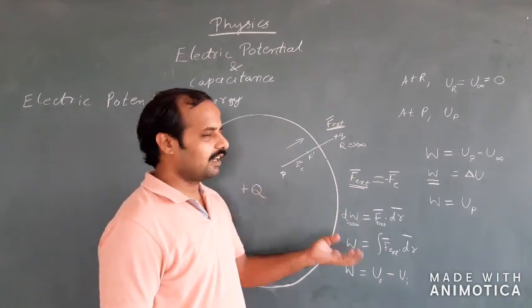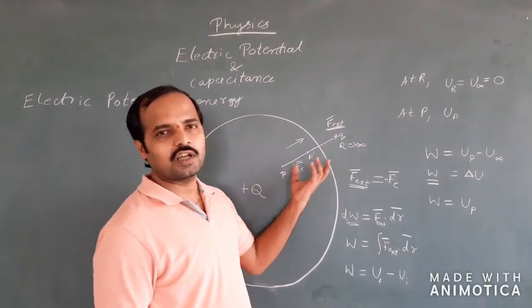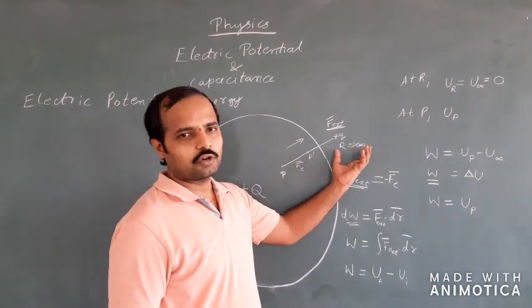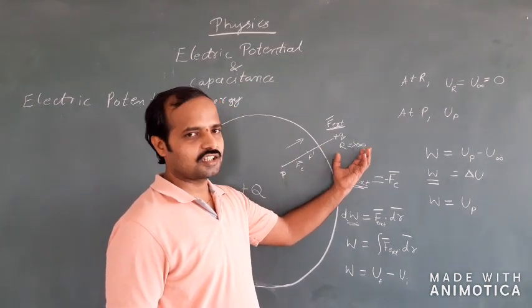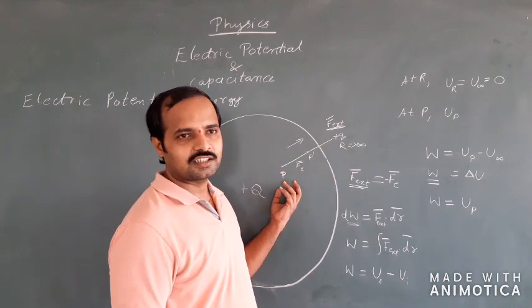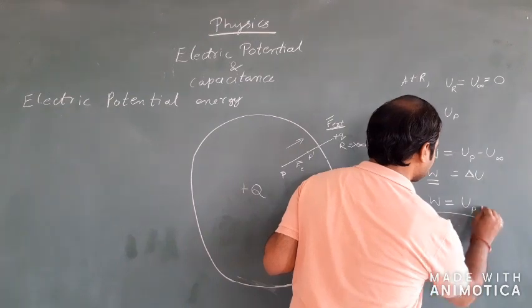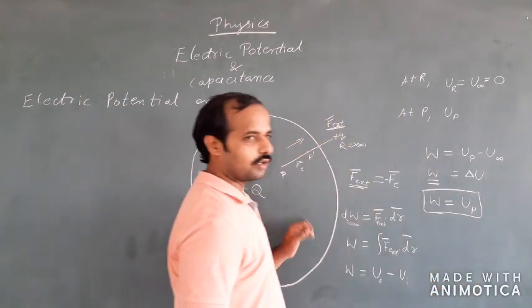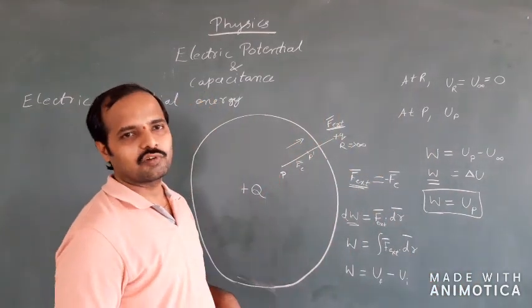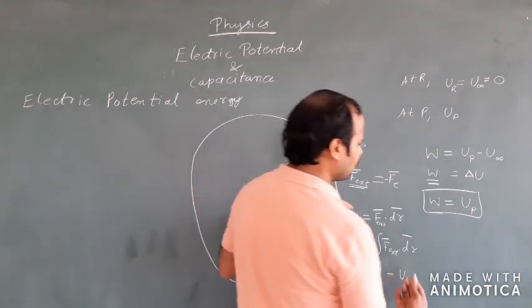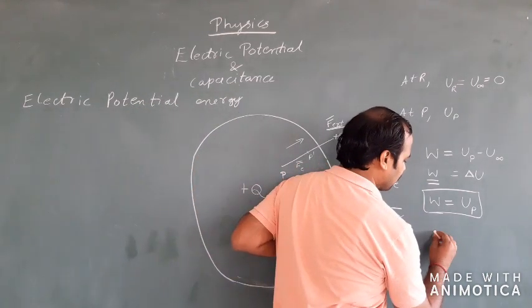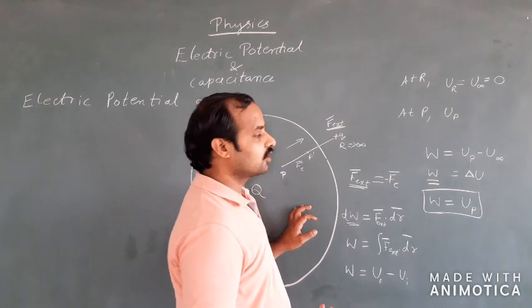So electric potential energy is basically the work done in moving the positive test charge from infinity to a point inside the electric field. So from this we can understand that the electric potential energy is nothing but the work done. Now we go to the next quantity, which we call the electric potential.